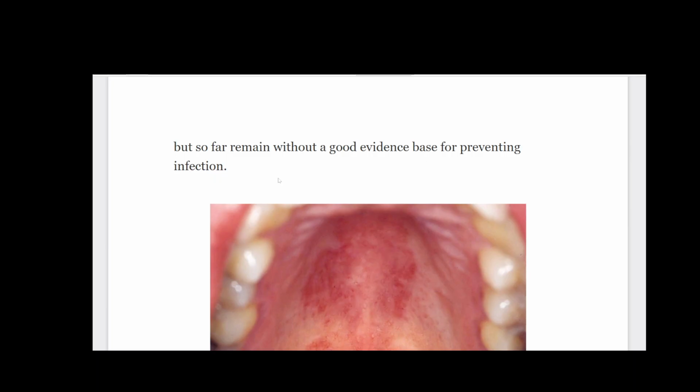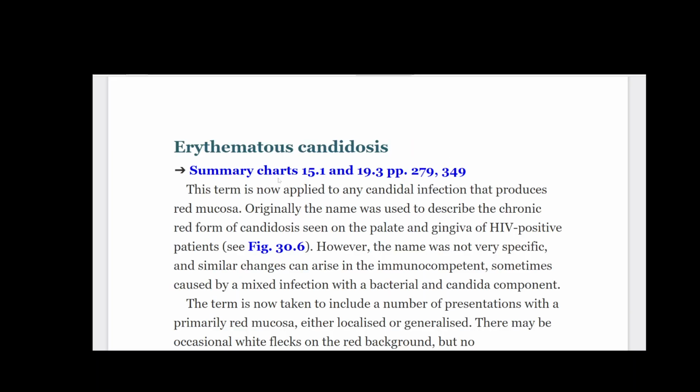Box 15.8 Types of erythematous candidosis: acute antibiotic stomatitis, median rhomboid glossitis, denture stomatitis, erythematous candidosis. Erythematous candidosis, summary charts 15.1 and 19.3, pp. 279, 349. This term is now applied to any candidal infection that produces red mucosa. Originally the name was used to describe the chronic red form of candidosis seen on the palate and gingiva of HIV-positive patients, see Fig. 30.6.